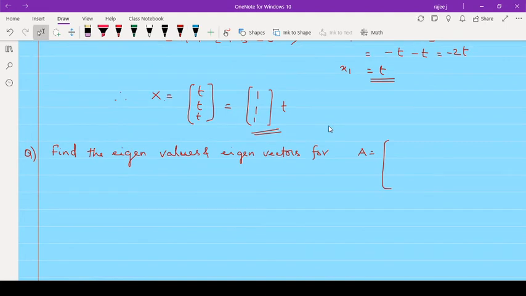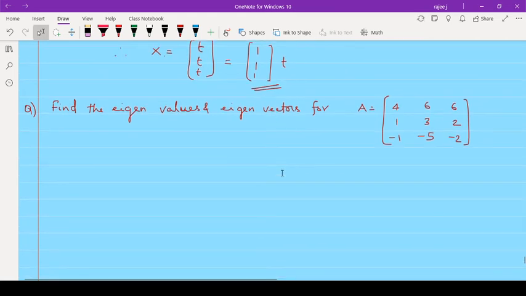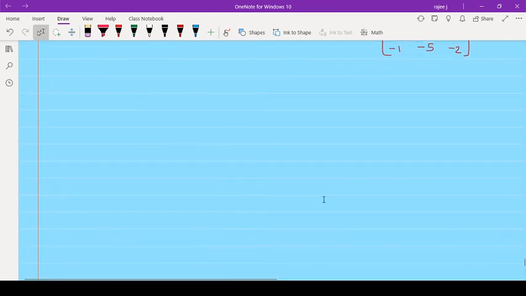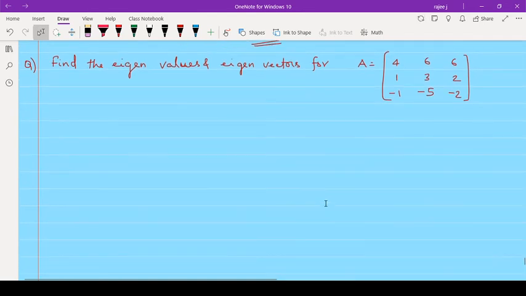Now find the eigenvalues and eigenvectors for A equal to 4, 6, 6, then 1, 3, 2, minus 1, minus 5, minus 2. So 4, 6, 6, 1, 3, 2, minus 1, minus 5 and minus 2. Here also again find the characteristic equation. The characteristic equation is given by determinant of A minus lambda I equal to 0.